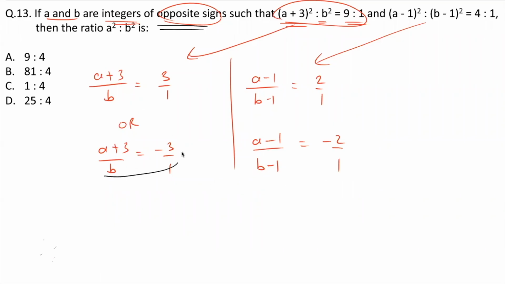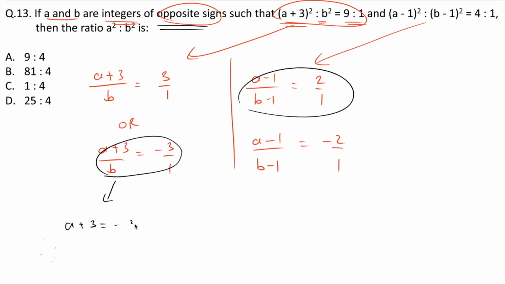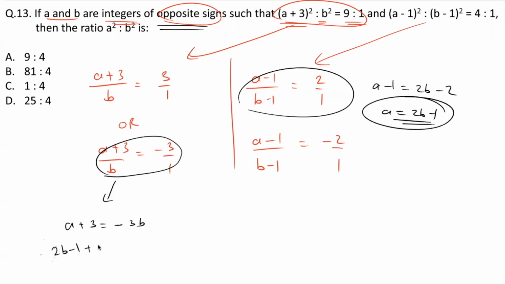The next possibility is combining these two equations. From the first one, I'm going to get a + 3 = -3b. And from the second one, I will get a - 1 = 2b - 2, thereby giving you a = 2b - 1. Again, I will put a = 2b - 1 in this equation. So 2b - 1 + 3 = -3b, thereby giving you -5b = 2, and b won't be an integer. So this case also is ruled out.